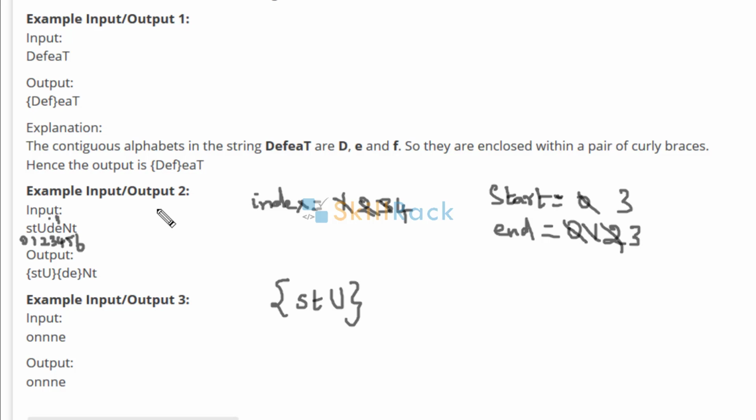So now go to index 4. So at index 4 e is there. Is e equal to d plus 1? Yes. Then increase end. Then n. We are coming to index 5. So is n equal to e plus 1? No, it is not. Then print within brace. So 3, 4, length is 2. So you are printing it within the brace de. Then you are making both these values as 5.